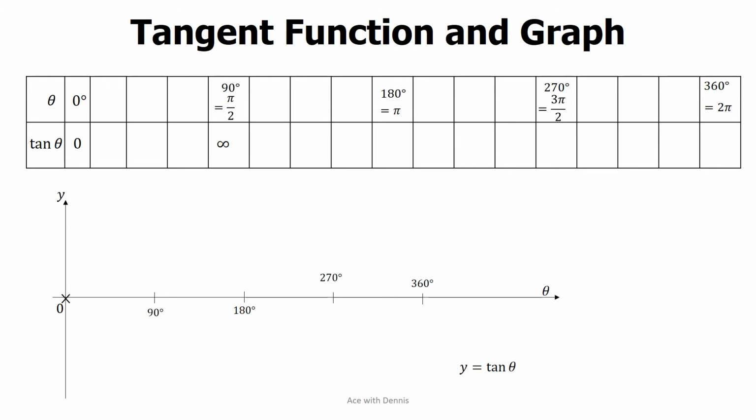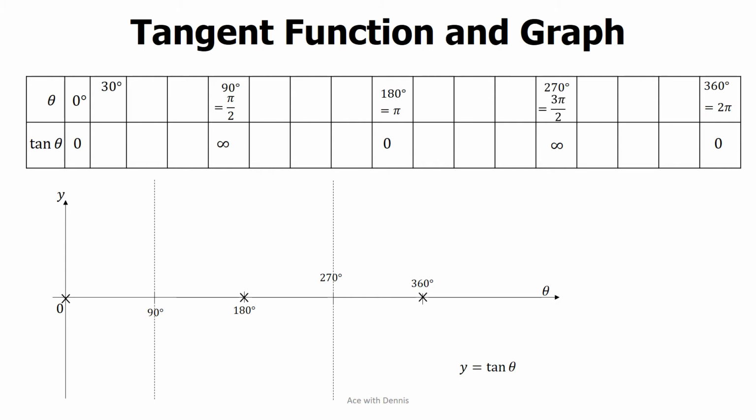So what we can do on the graph is we can draw a vertical dotted line at 90 degrees like this. Okay, which means that this is the asymptote. The curve will not touch this line. Okay, tangent 180 degrees is 0. Okay, which is this point. Tangent 270 degrees is infinity. Okay, so again we draw a vertical dotted line at 270 degrees. So next, tangent 360 degrees is 0. On the graph, this is 0.